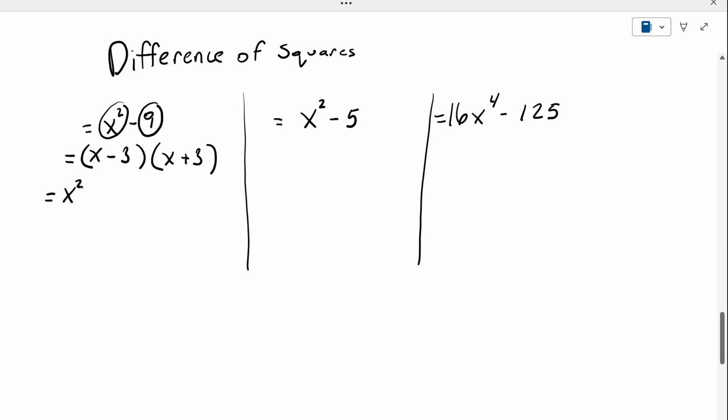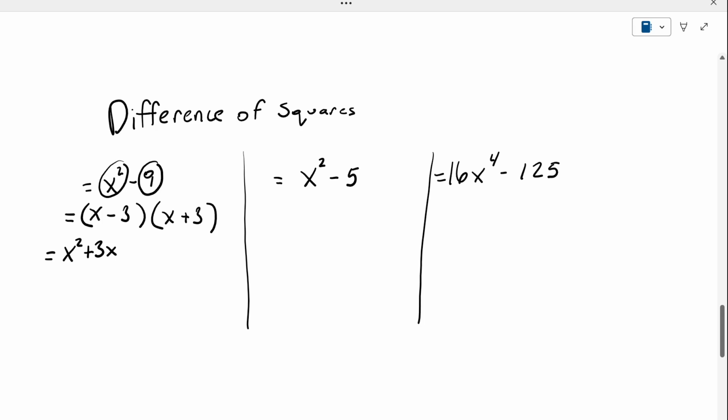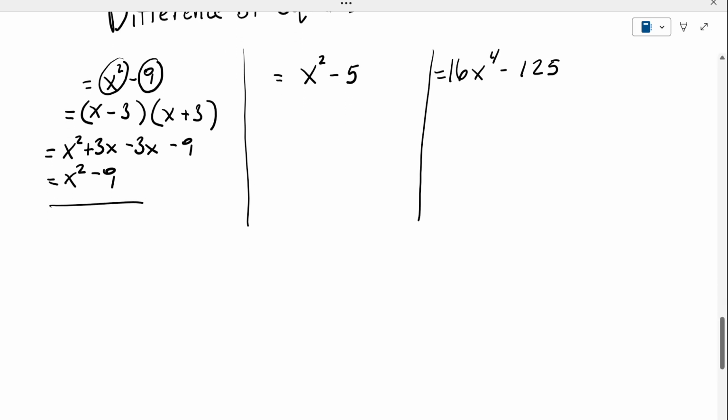We can FOIL to see if this is the right answer. X times x is x squared. X times 3 is 3x. Negative 3 times x is negative 3x. And negative 3 times 3 is negative 9. Simplifying will give us x squared minus 9 as our final answer. So we know this is right.